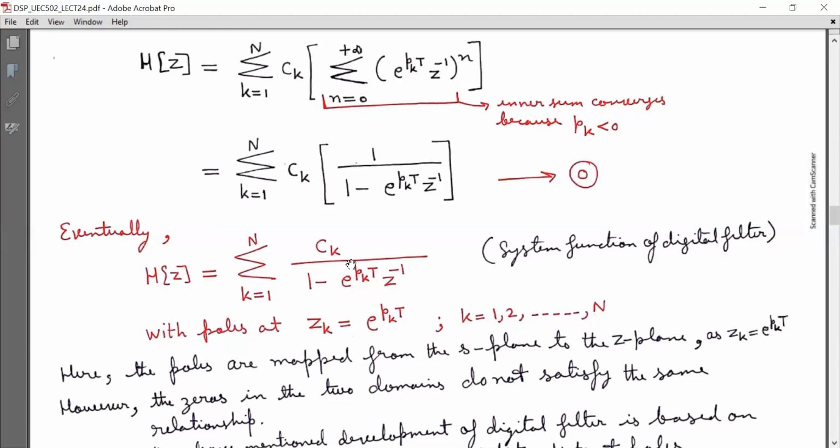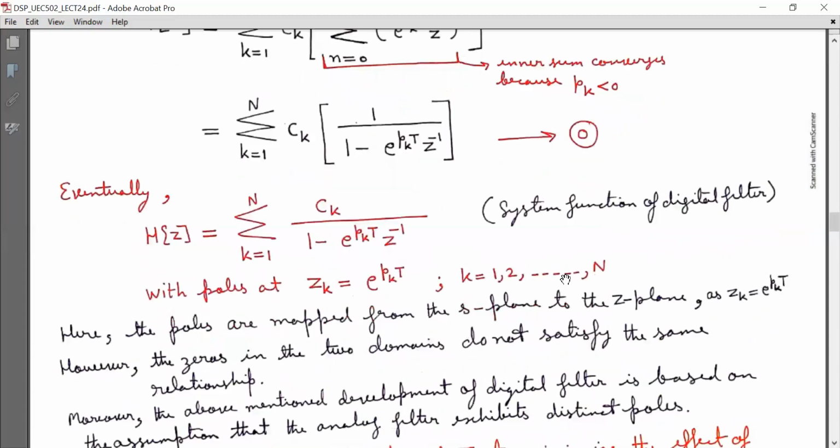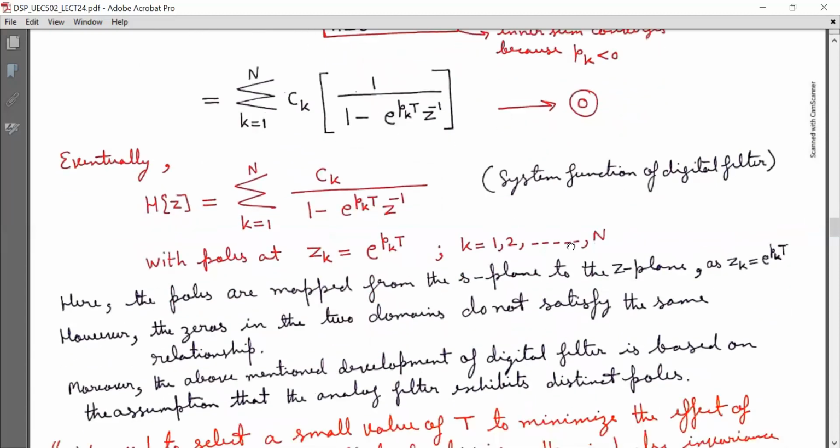Now look at this. For calculating poles, I will use the denominator. So the denominator in H(z) is 1 minus e raised to power pk capital T z inverse, and from this I can get the poles. The poles are at zk equal to e raised to power pk capital T for k from 1 to N. So there are N different poles.